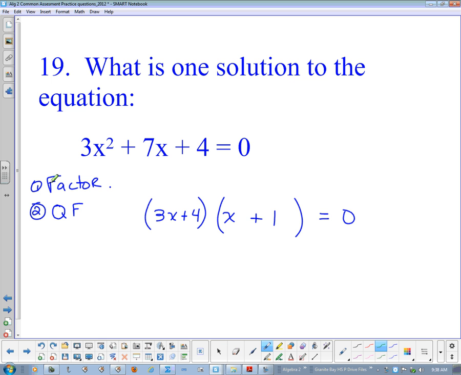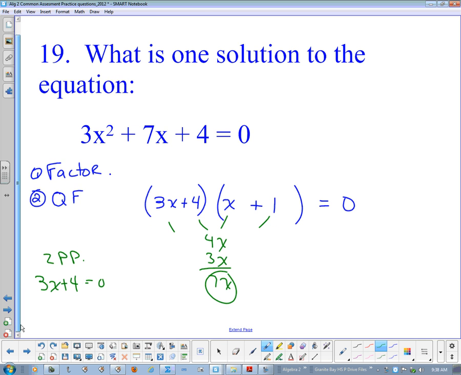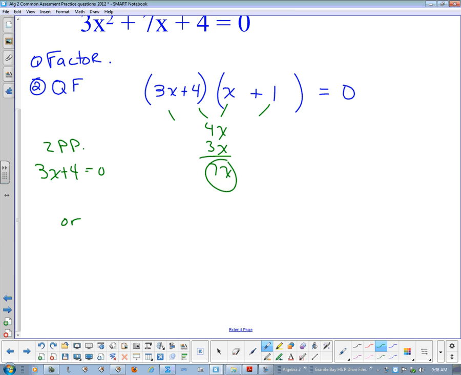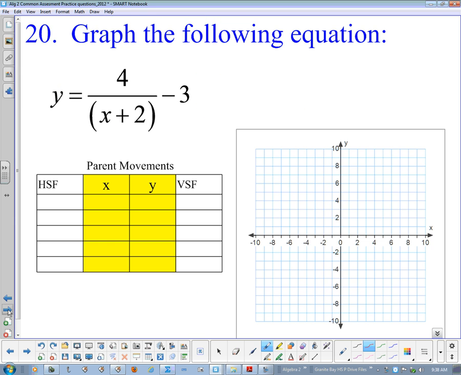Right. So we know this is 4x. It's going to be the 3x for the outer, which gives me 7x. Checks out. Great. And now we have two solutions here. When we use the zero product property, either 3x plus 4 is equal to 0, or x plus 1 is equal to 0. This yields x is equal to negative 4/3. This one yields x is equal to negative 1. Easier one.